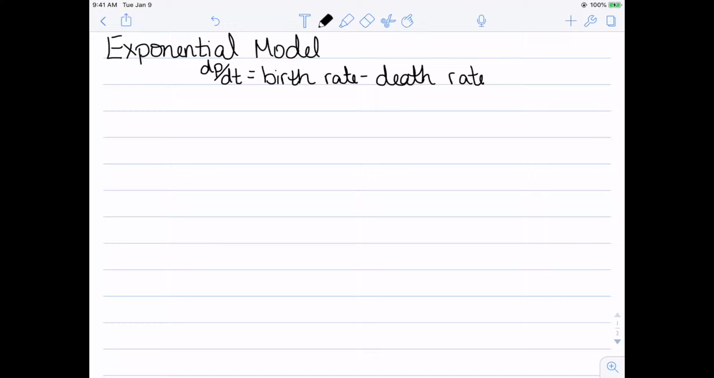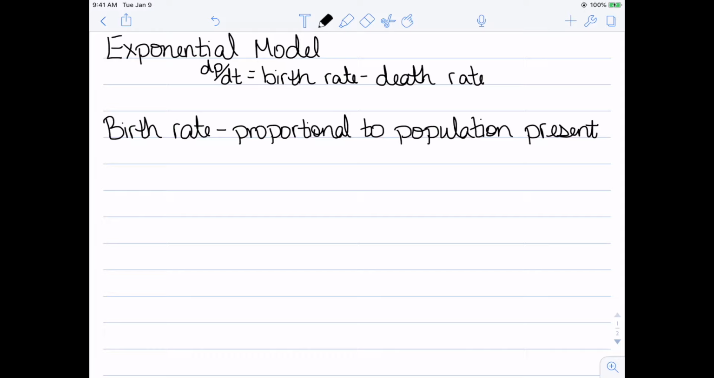the birth rate minus the death rate. The basic form for any population model is going to be that the population's changing at a rate that's equal to the birth rate minus the death rate. We're going to assume that our birth rate is proportional to the population present. So how many new births are being added to this population depends on how many people we have.